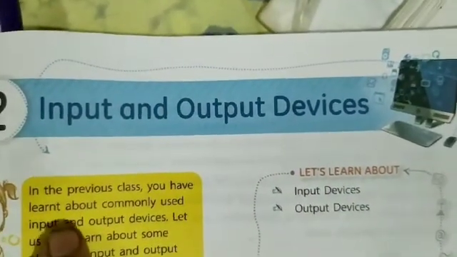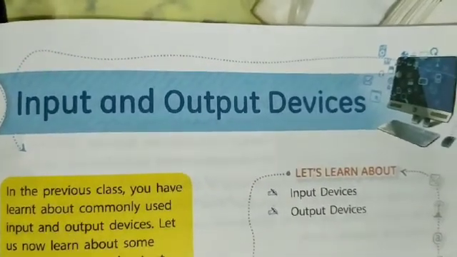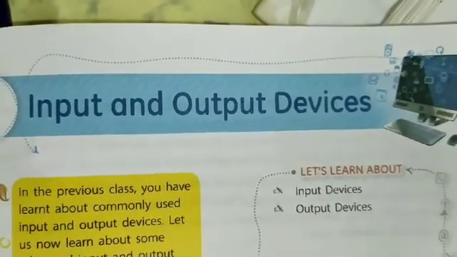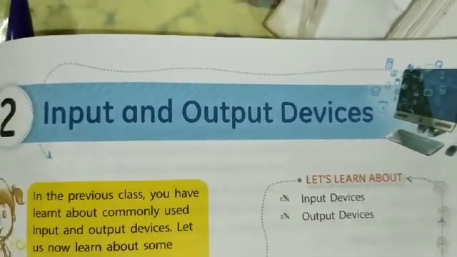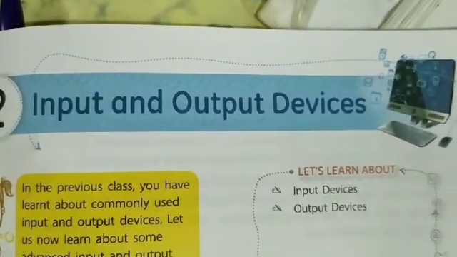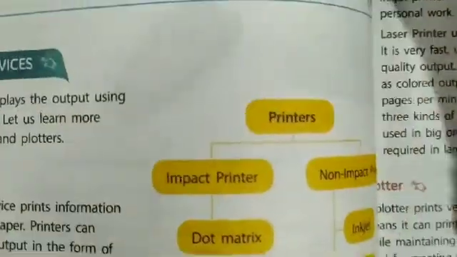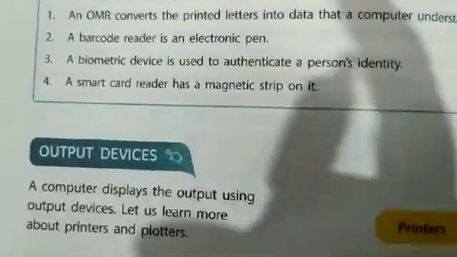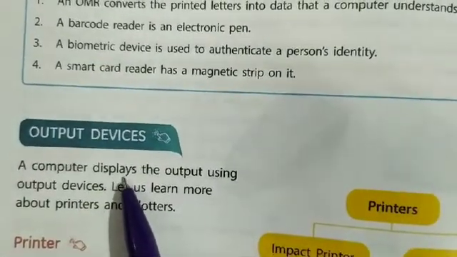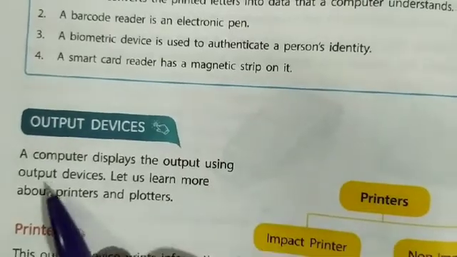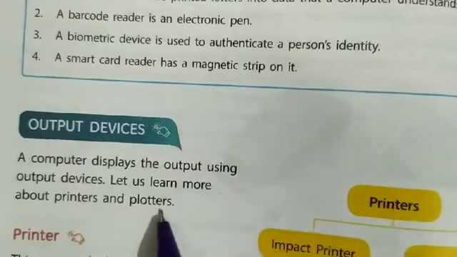Lesson number 2, input and output devices. In this chapter, we have discussed input devices and examples of different types of input devices. Now today in this video, I will explain what an output device is and what the examples of output devices are. Output devices. A computer displays the output using output devices. Let us learn more about printers and plotters.